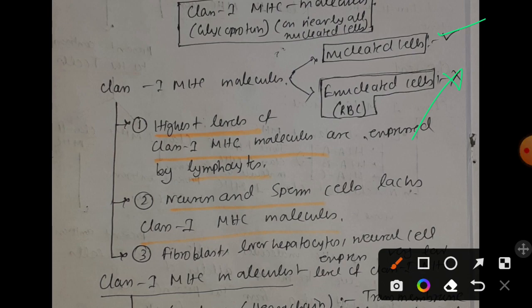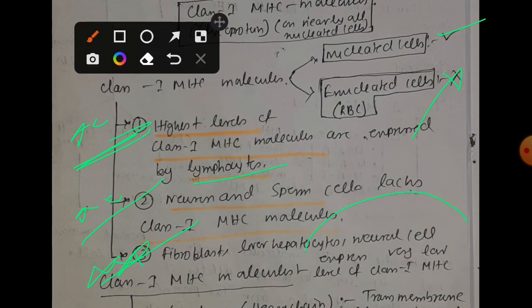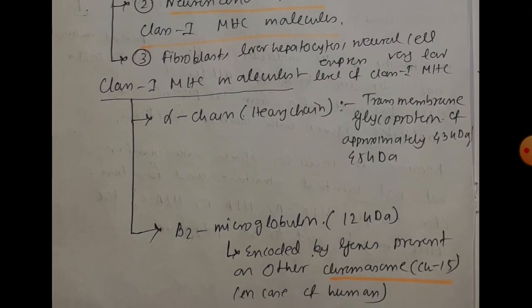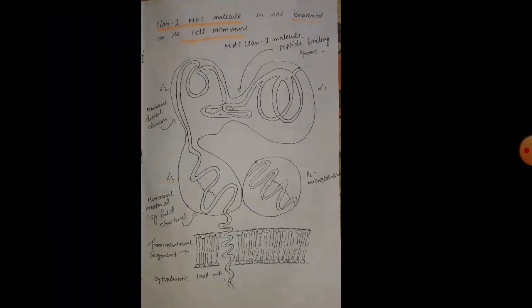Here is some important MCQ material: high levels of class 1 MHC molecule are expressed by lymphocytes. Neurons and sperm cells lack class 1 MHC molecule. Fibroblasts, liver hepatocytes and neural cells express very low levels of class 1 MHC molecule. Now let's move on to the structure of class 1 MHC molecule.